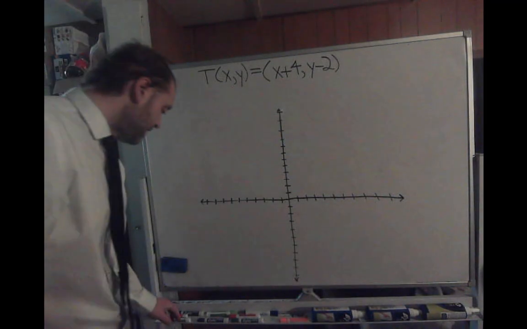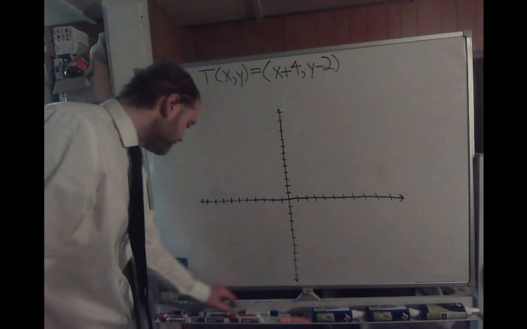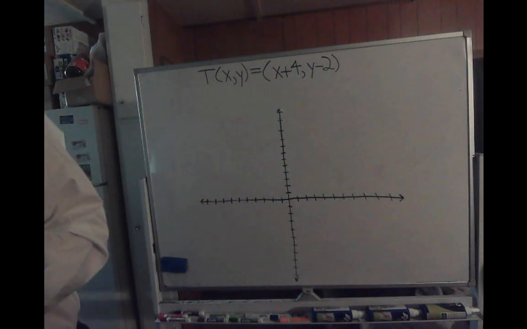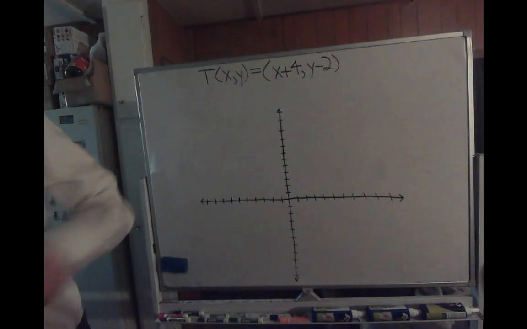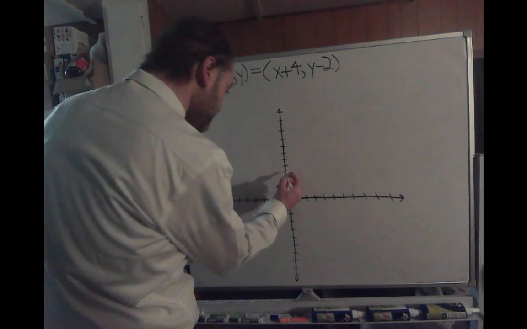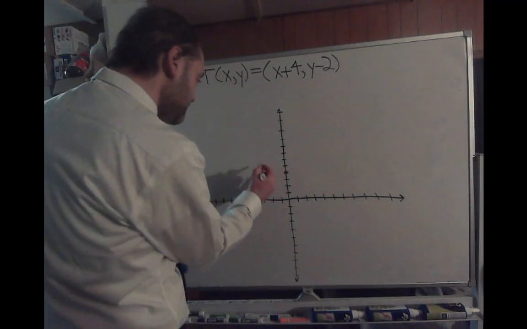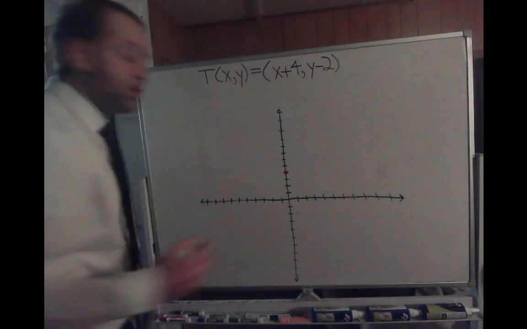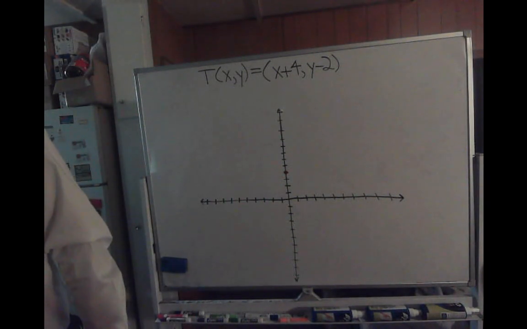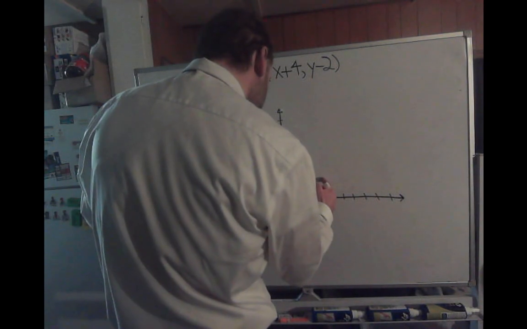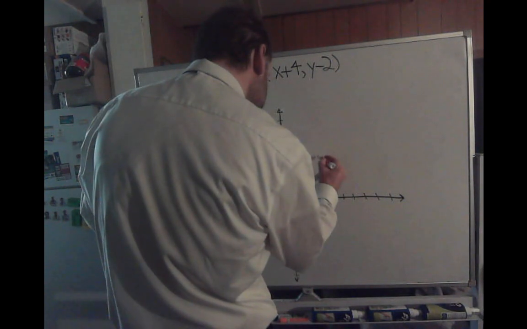So we're going to graph some points. We have the point A located at 0, 4. We have the point B located at 4, 6.